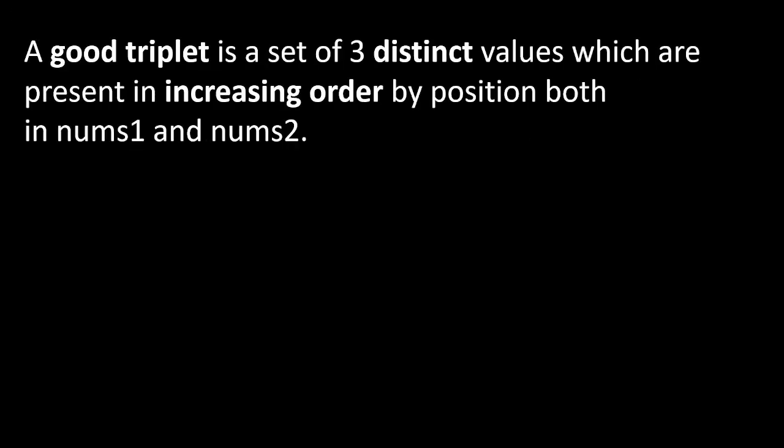A good triplet is a set of three distinct values which are present in increasing order by position both in nums1 and nums2. So what does that mean? A good triplet will be three values that are distinct and will be present in nums1 as well as nums2, but the condition is their position, the order in which they occur, should be increasing.